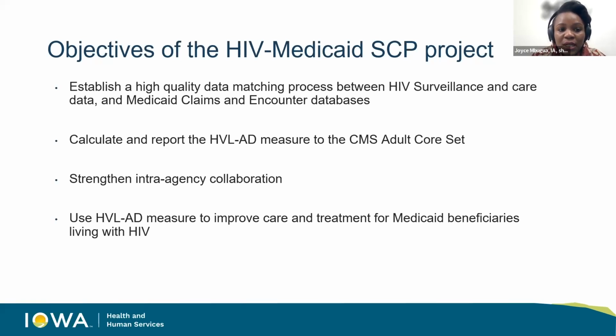When we started this work, our teams were in different agencies. HIV surveillance and Ryan White programs were in the Department of Public Health, and Iowa Medicaid was in the Department of Human Services. So establishing a process for interagency collaboration was an important priority for us. That groundwork has really helped us as we have moved towards a single department since our agencies merged last year. And then finally, and most importantly, to utilize this measure to improve care and increase the proportion of Medicaid beneficiaries who achieve viral suppression.